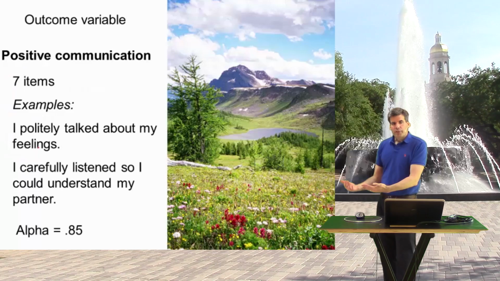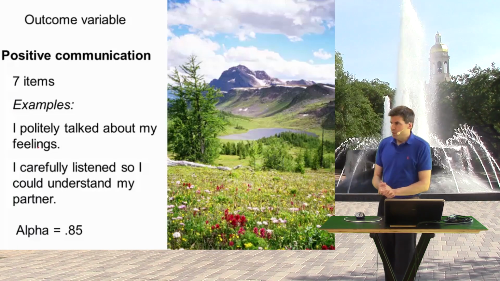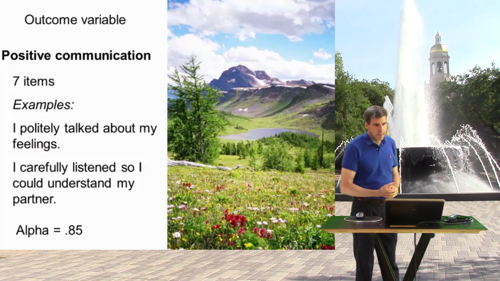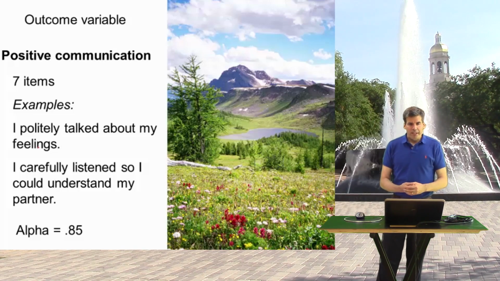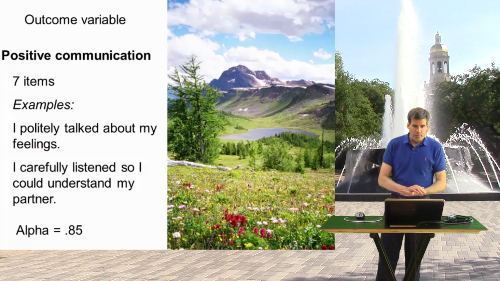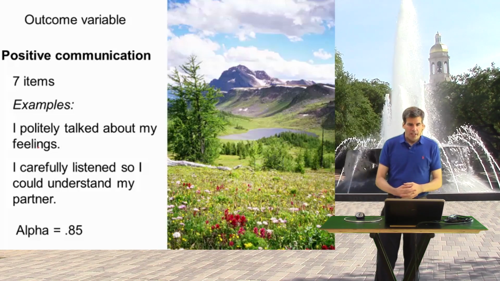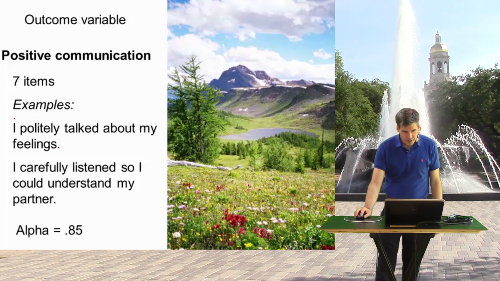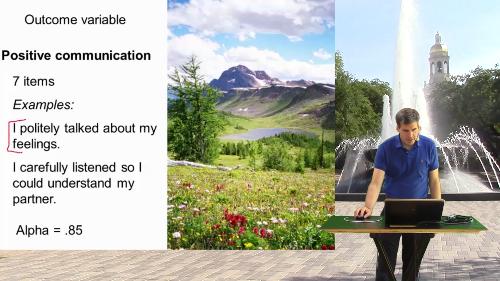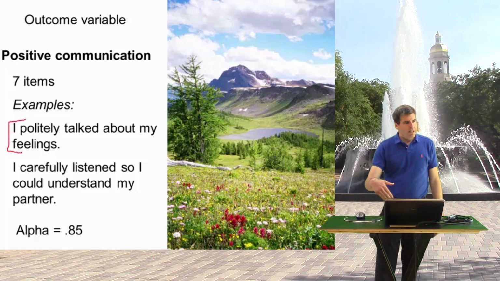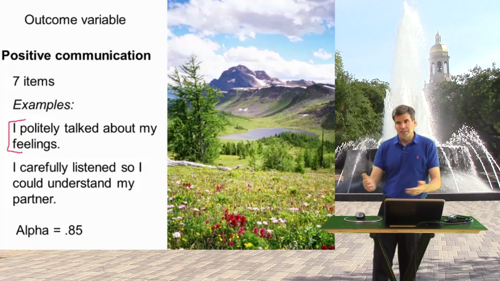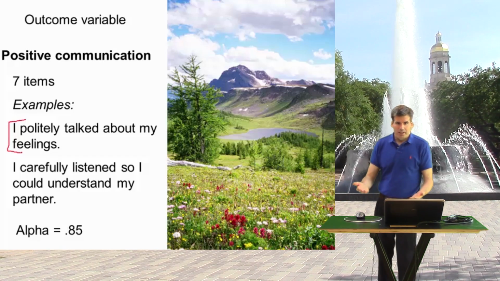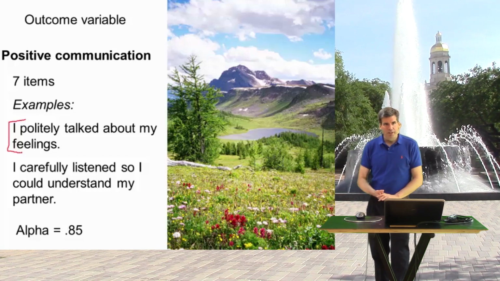And our outcome variable, the thing we want to look at here, and we're going to look at the extent to which emotion is going to predict this outcome variable, and the outcome variable is positive communication. To what extent did you engage in positive communication? And examples here are like, I politely talked about my feelings. So positive communication is not a lack of communication. It's not to say, well, I avoided the conflict, or I didn't discuss it, or I said nothing was wrong. That would be more of withdrawing or disengaging or pretending nothing's wrong.